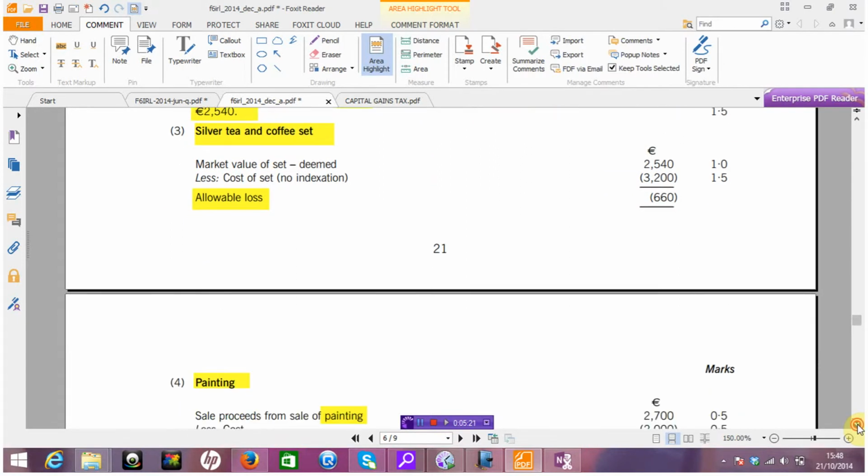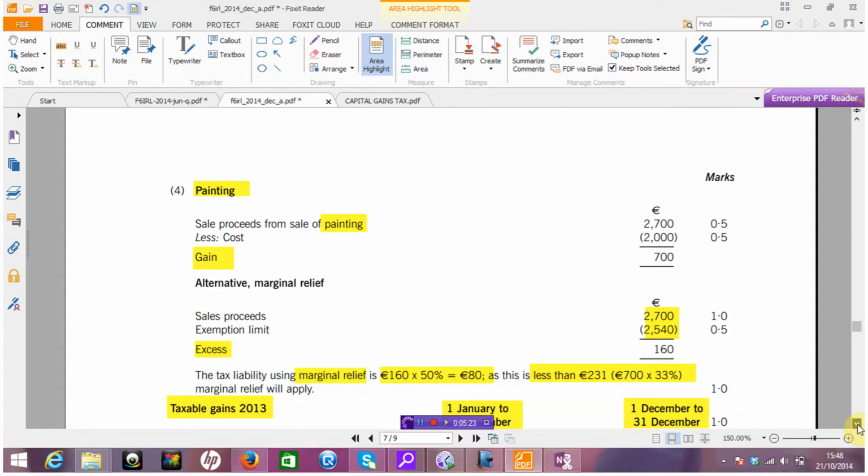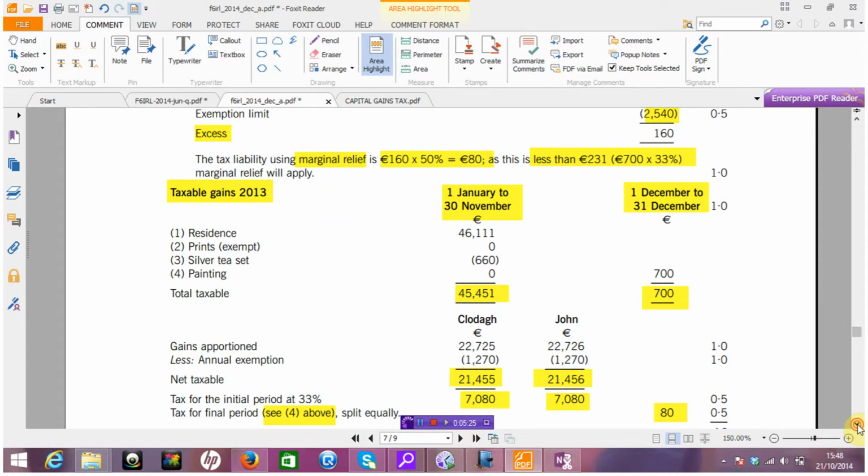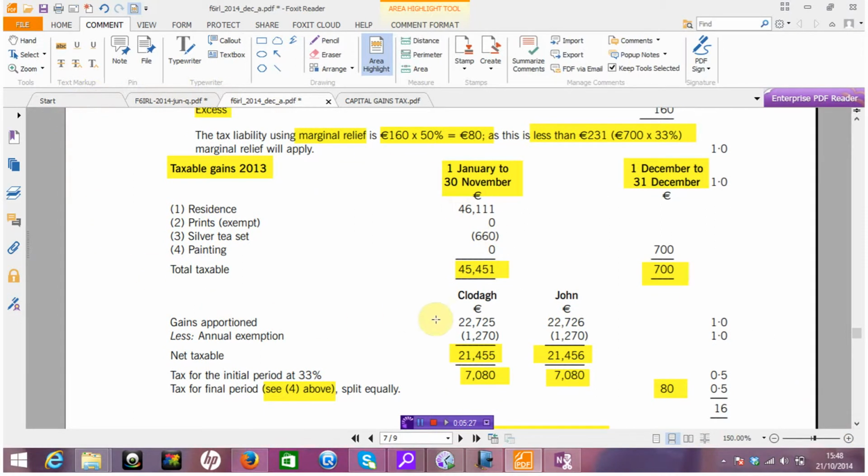Okay, and once they get to really the bottom of their answer, once they've dealt with each of the 4, you'll see that we've got a sort of a full summary here of the gains or indeed losses for each of the 4 assets. So really that's what you're looking to do, is to summarize your 3-liners in your workings page, proceeds less cost equals gain, and deal with any sort of quirky little rules, for example the chattel rules, and then come up with some sort of total taxable amounts.